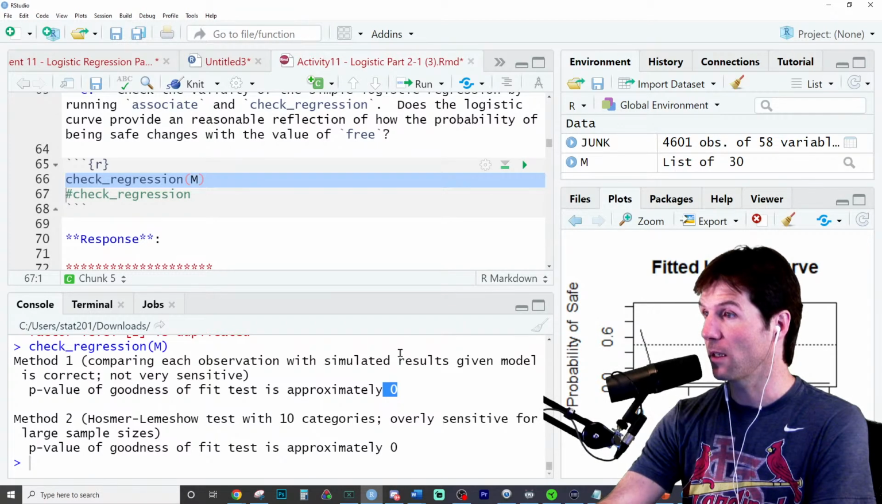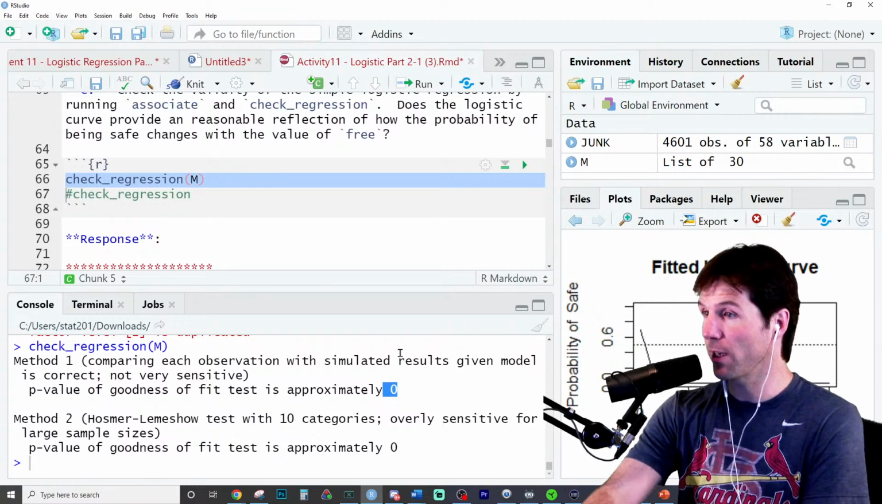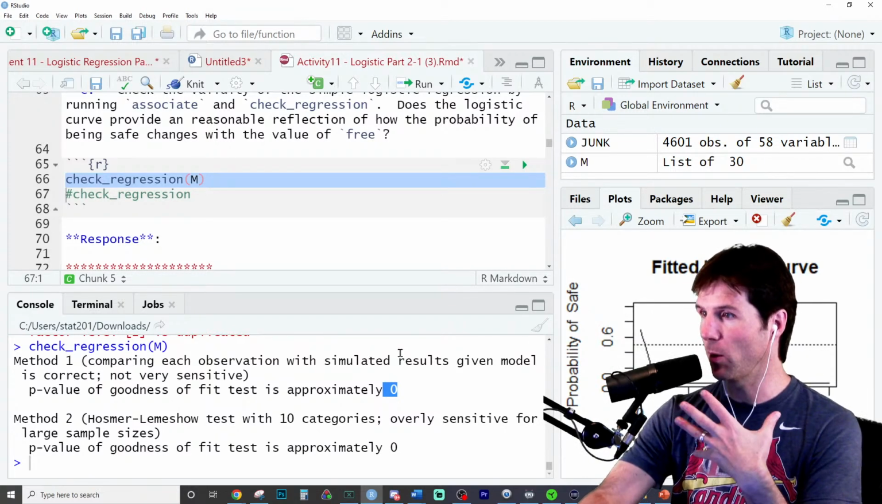So that means the curve we fit back here behind me, what do you think about that? That was a bad idea. Maybe we shouldn't fit it. It's not a good reflection of reality. It doesn't model the data well.